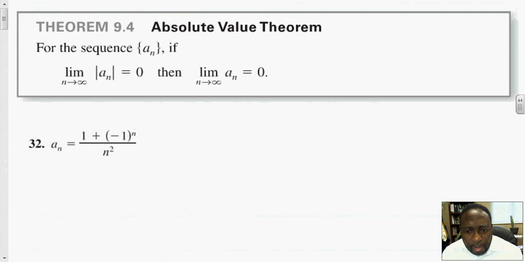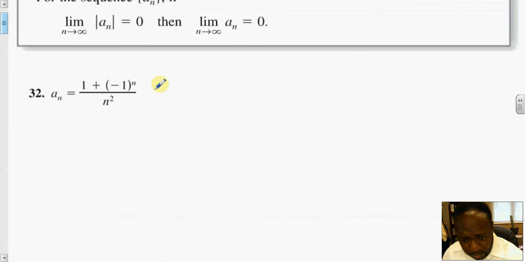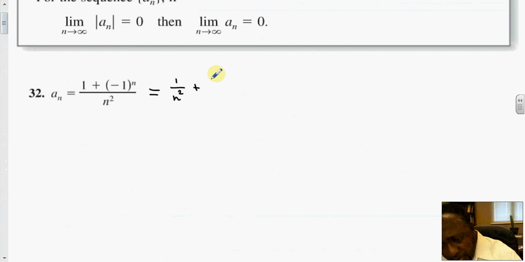The so-called absolute value theorem says that if you're given a sequence A sub n, if the limit of the absolute value of A sub n is equal to 0 as n goes to infinity, then the limit of A sub n as n goes to infinity has to also go to 0. Well, let's look at this problem here. You can break this sequence into two parts. You can look at this as being 1 over n squared plus negative 1 to the n all over n squared.